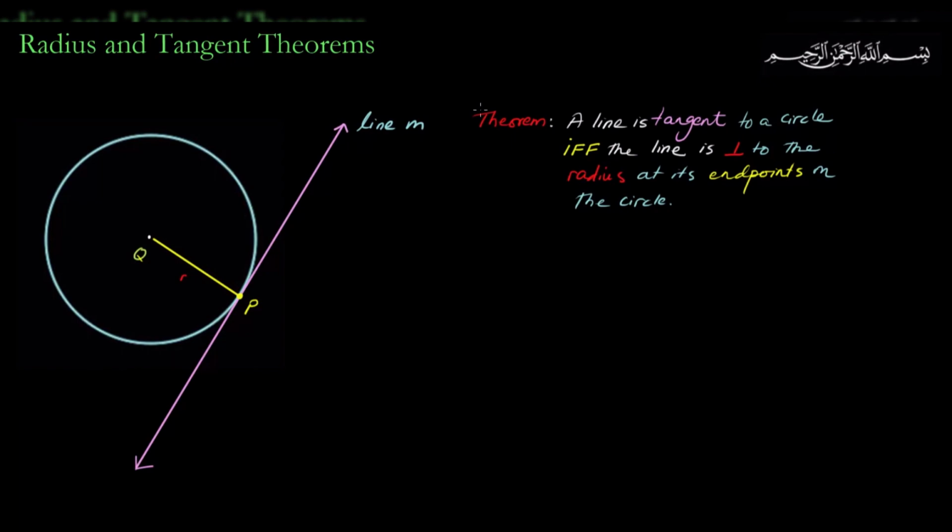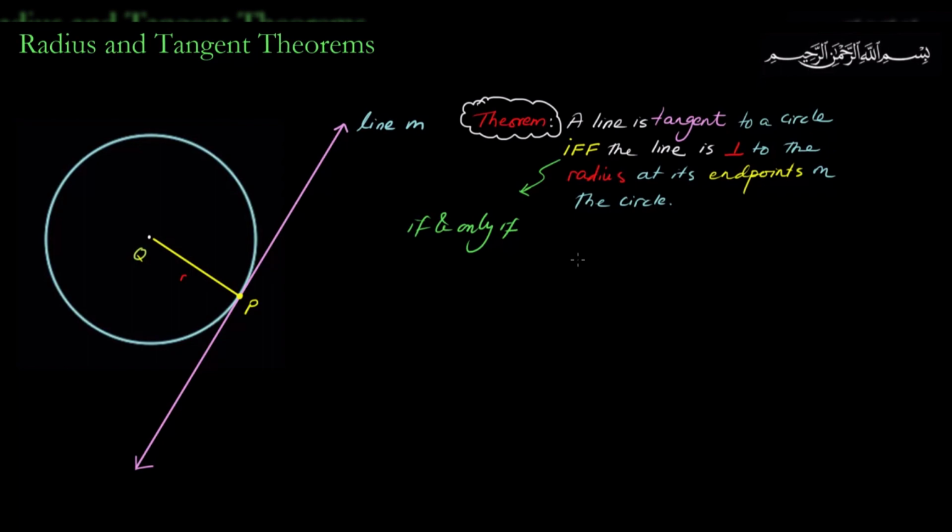Here's the first theorem over here. Let's first digest the theorem, so to speak, and understand what it says, and then we can apply it. So let me read it off. A line is tangent to a circle if and only if. Now, if you recall, this IFF means if and only if. What that means is that this statement is bidirectional.